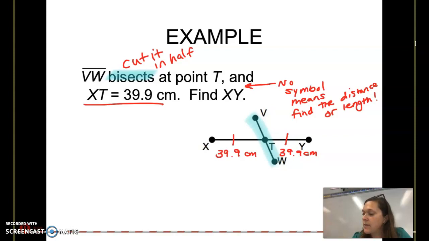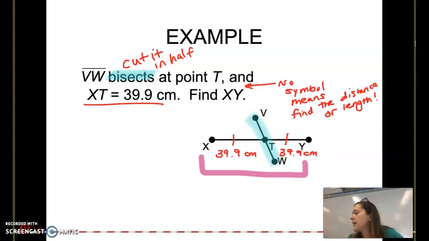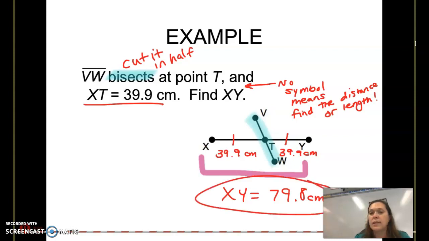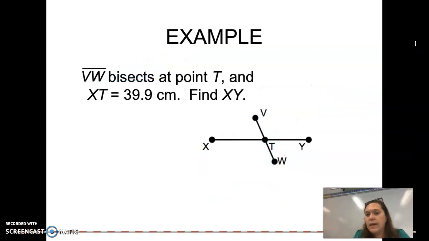Okay, so adding those together would get us the whole entire length. So my calculator is going to do the math for me. 39.9 plus 39.9 gets us a total of XY equaling 79.8. Because we had units, we should put them in there, centimeters. Remember, XY with no symbol above it means we're finding the length between X and Y, or the distance between X and Y.